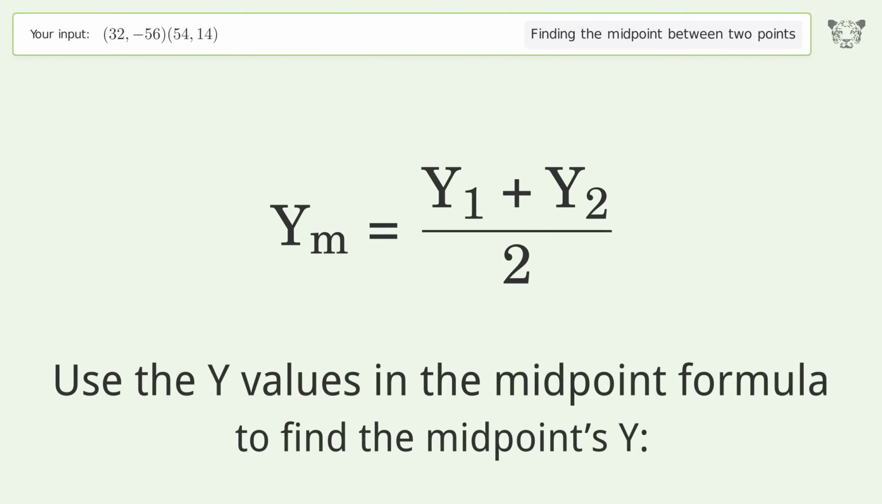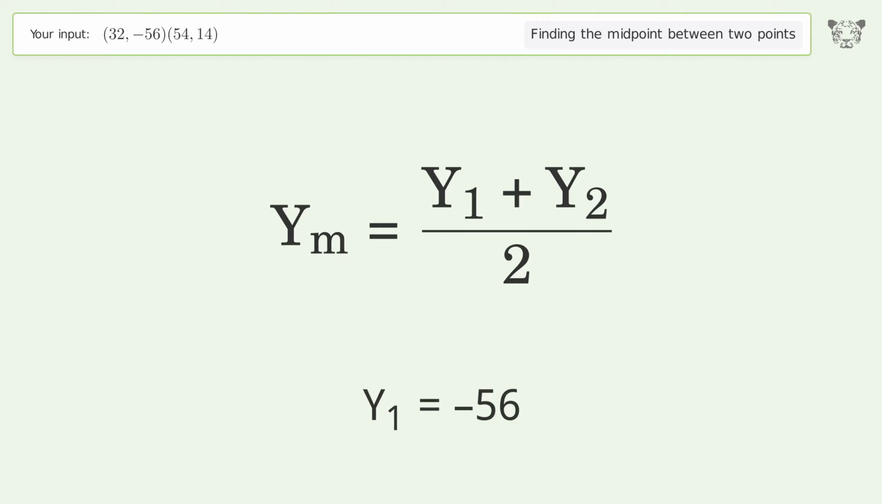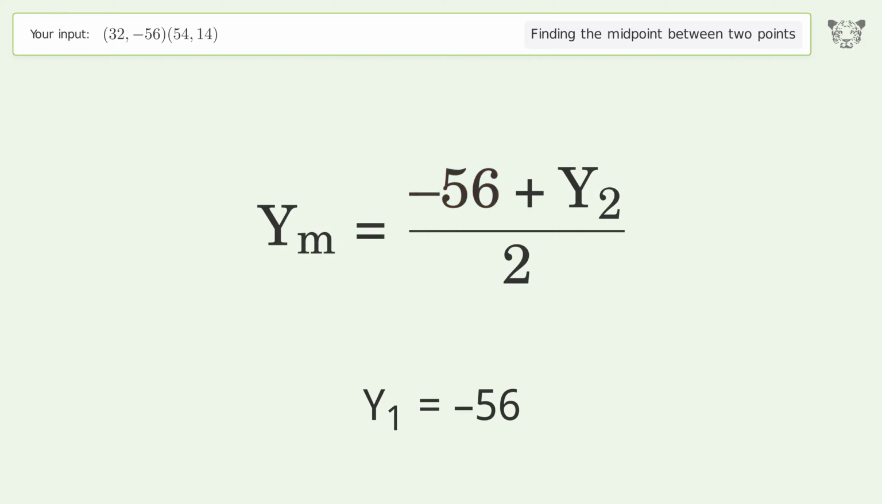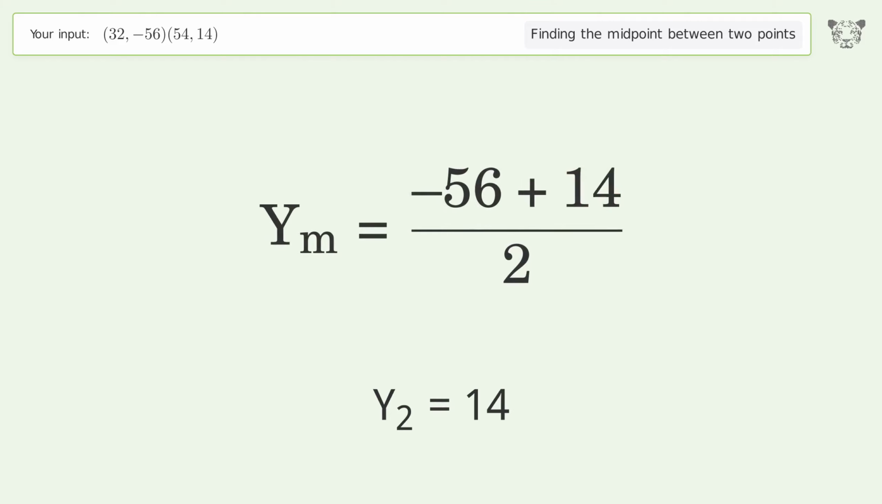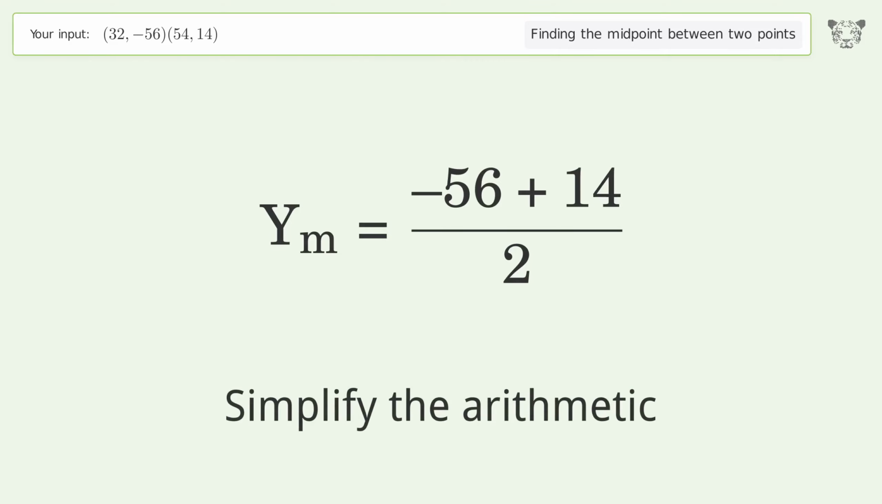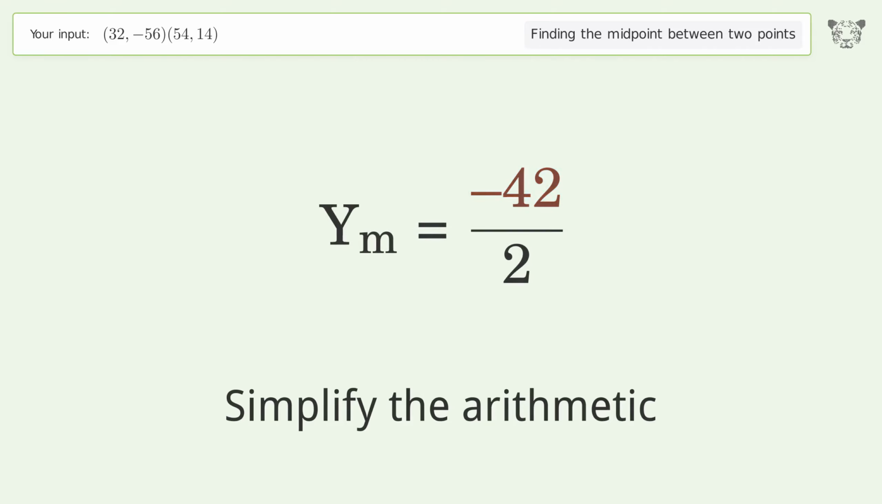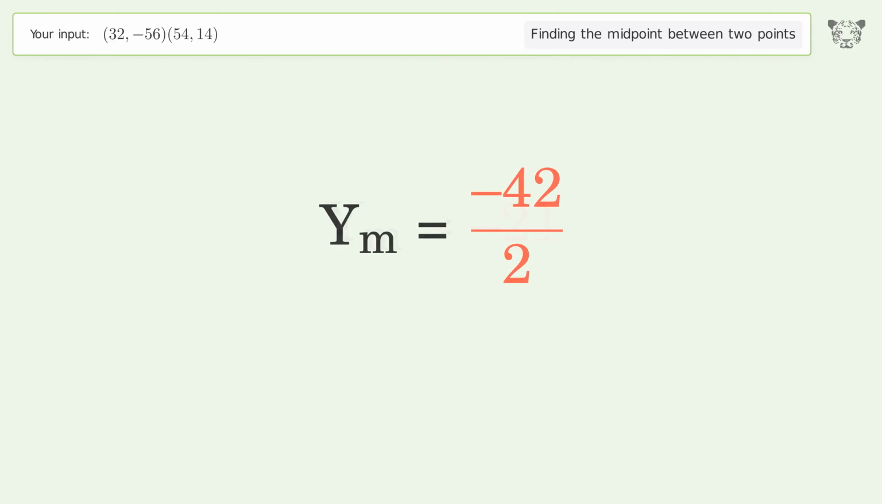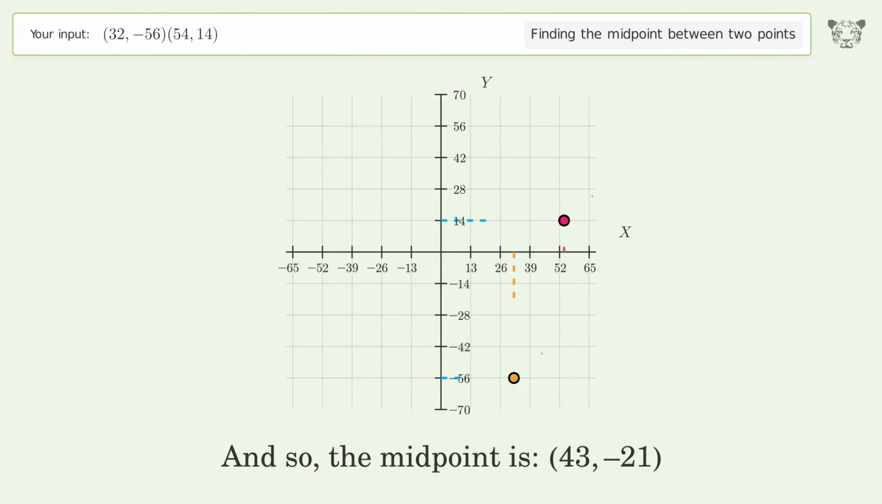Use the y values in the midpoint formula to find the midpoint's y. y1 equals -56. y2 equals 14. Simplify the arithmetic. And so, the midpoint is 43, -21.